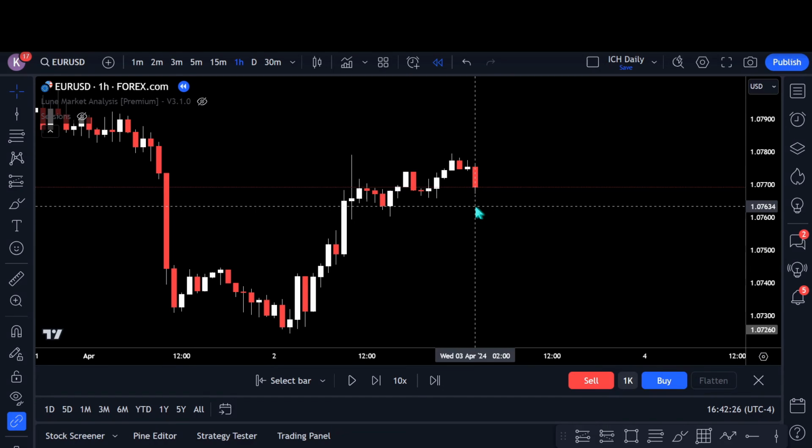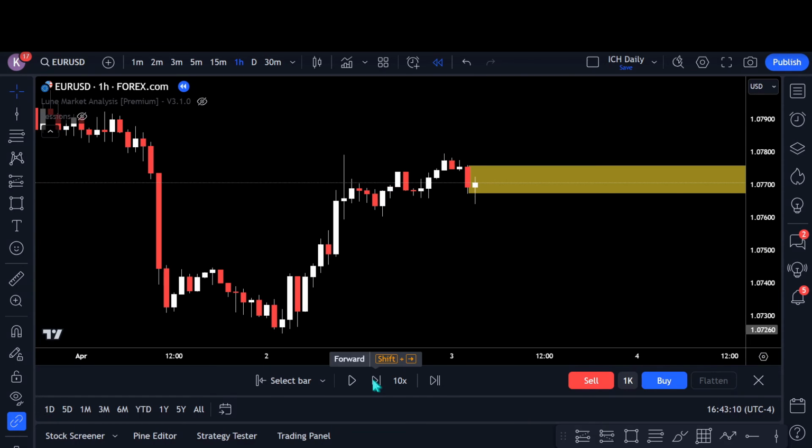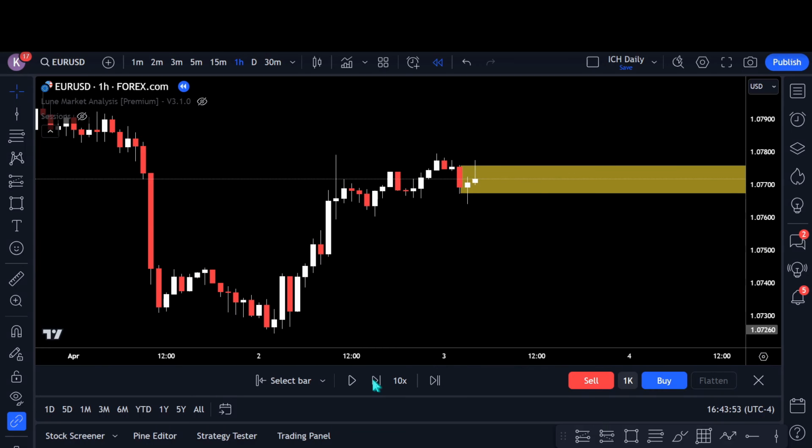We're on EU, and here's the 2 a.m. candle. The range is the high and the low. Next candle breaks the low, but we should probably have a long bias. 2/3 of the time we'll come back and hit the high.